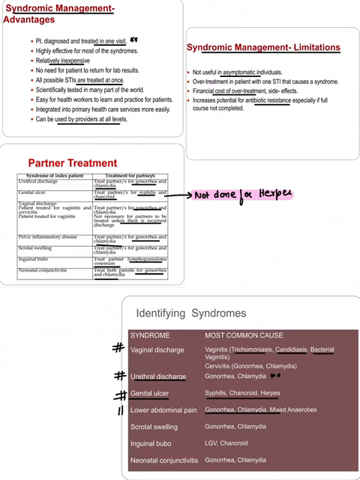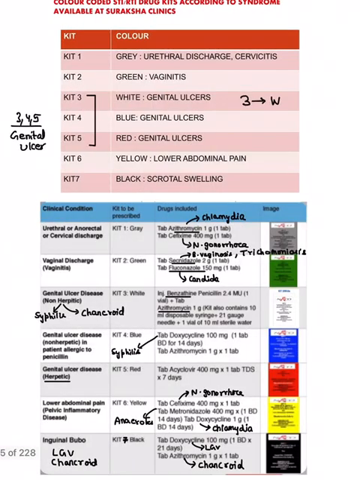Now coming on to the next one, that is lower abdominal pain. It is again caused by 3 organisms: gonorrhea, chlamydia and anaerobes. Now coming on to the inguinal bubo, it is caused by lymphogranuloma venereum and chancroid. Scrotal swelling is also caused by gonorrhea and chlamydia. So now how do you remember what to give in what?